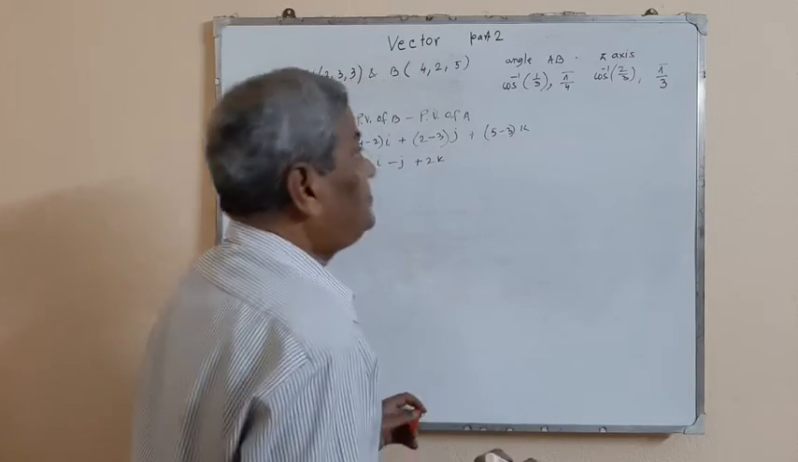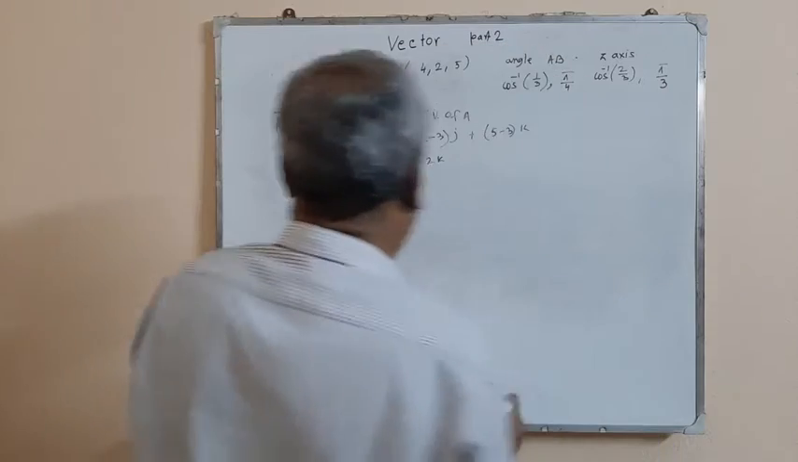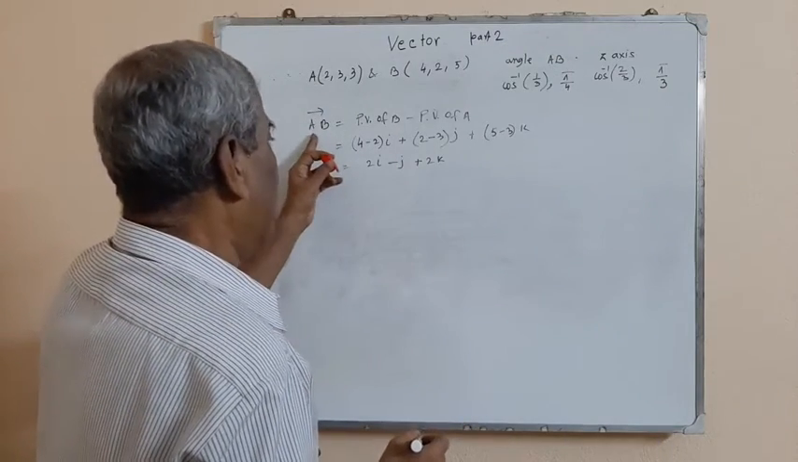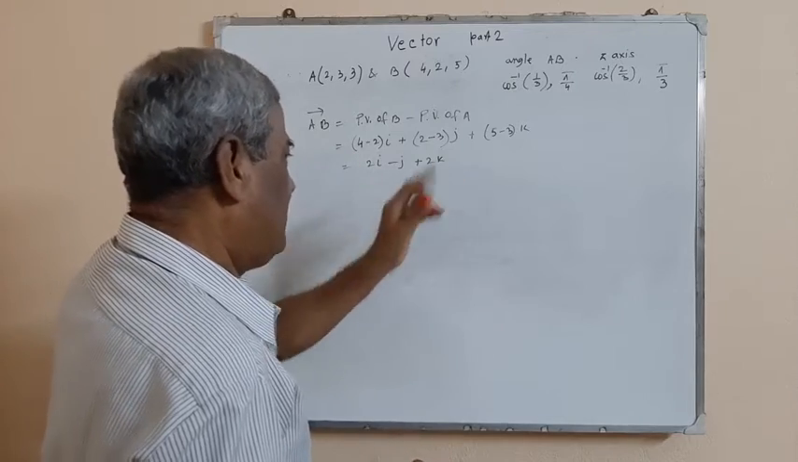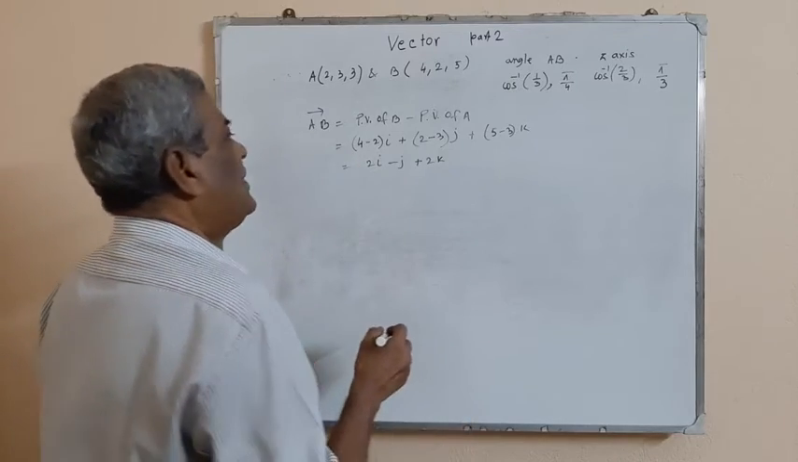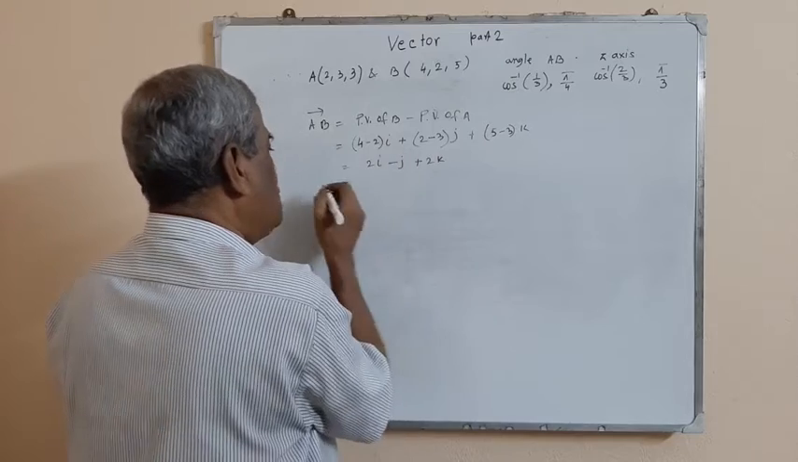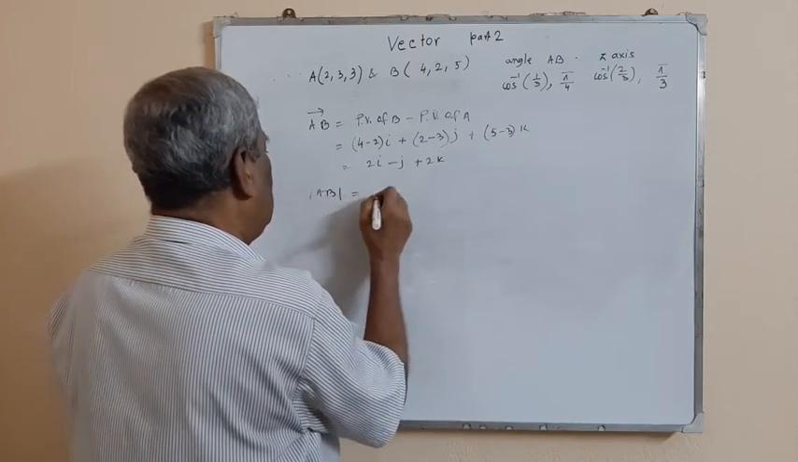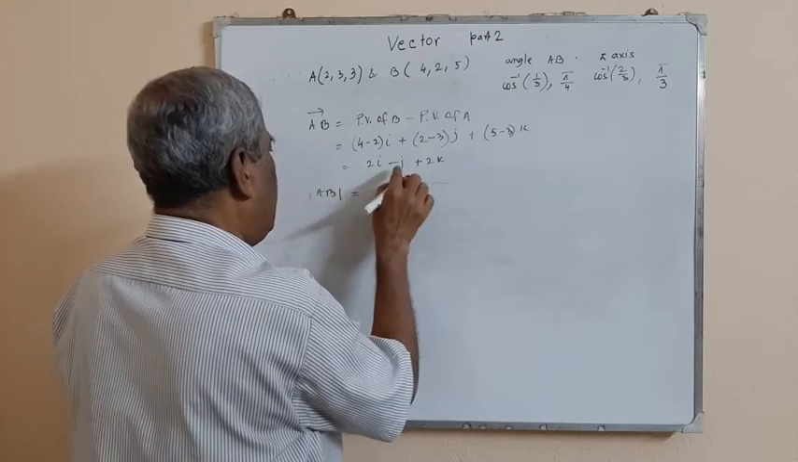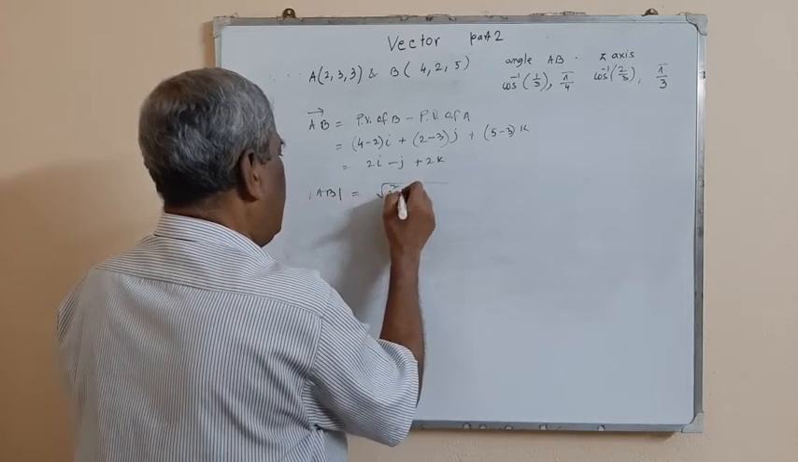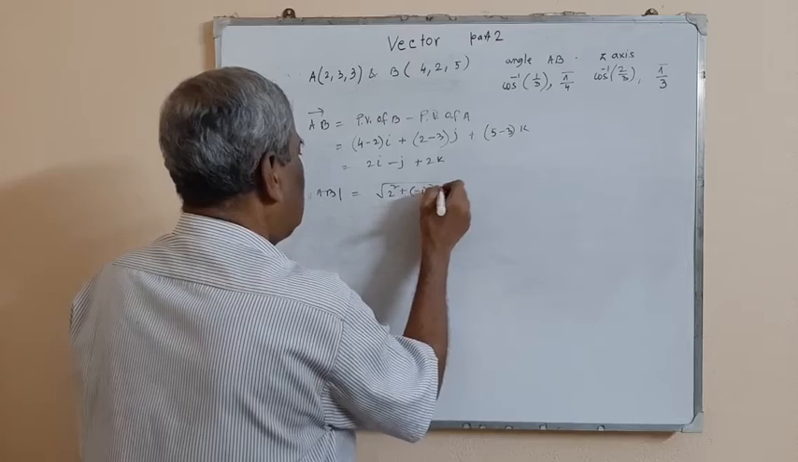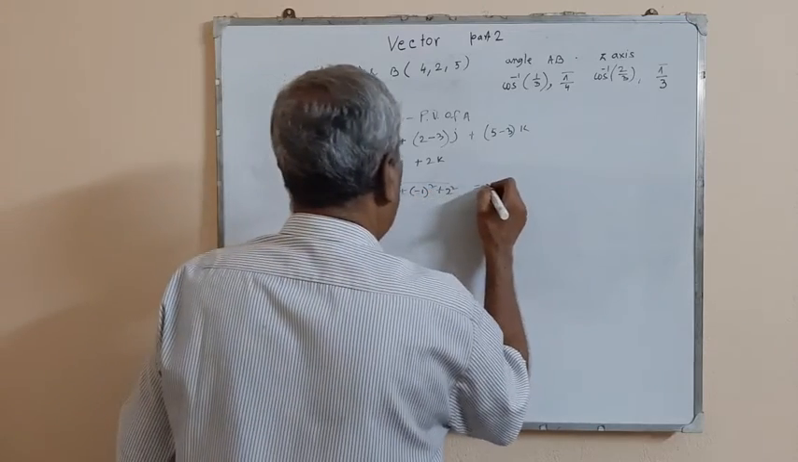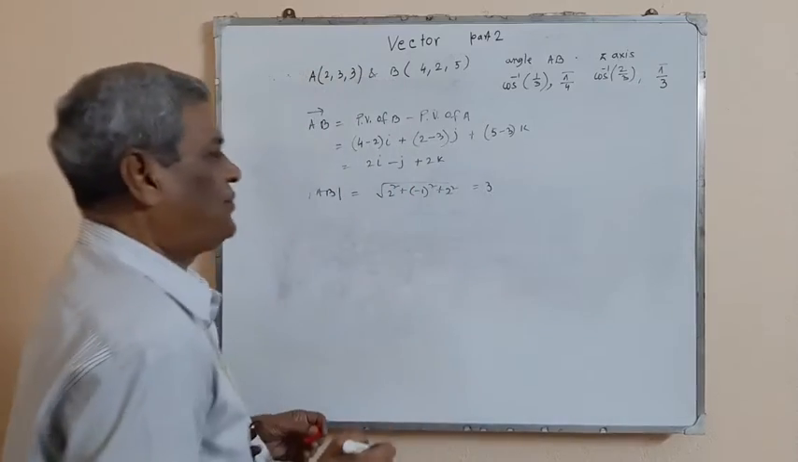So actually this is AB vector. Its magnitude is equal to root over of 2 square plus minus 1 square plus 2 square. 4, 1, 4, that is 9, root 9 is equal to 3.